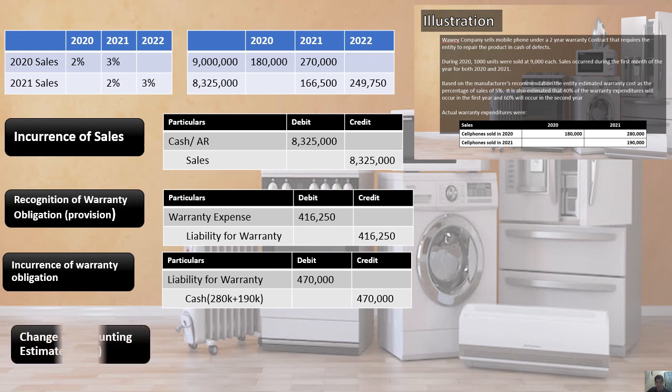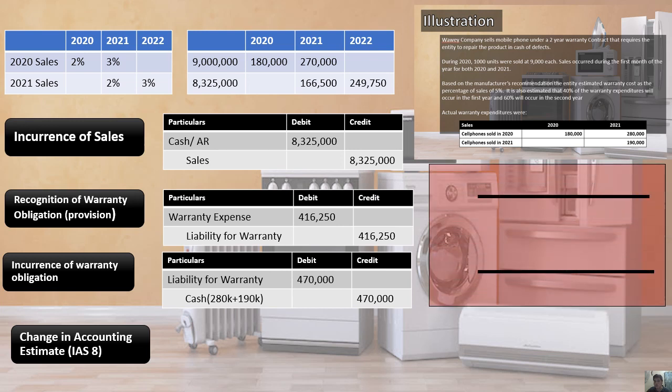So the last part, which is the change in accounting estimate. In this case, we have to assess if there will be a change in accounting estimate. In order to do that, we have first to assess the book balance of the liability for warranty. So I prepared another T account here for presentation purposes, the T account for liability for warranty. These are the related accounts. Beginning balance and the expense are on the right side, and the ending balance and the payment are on the left side.